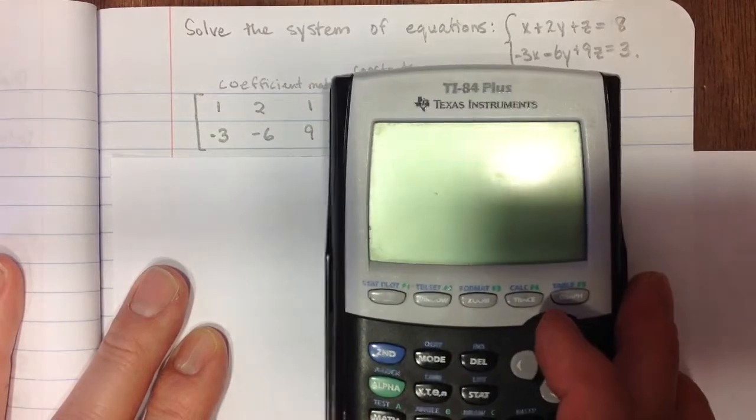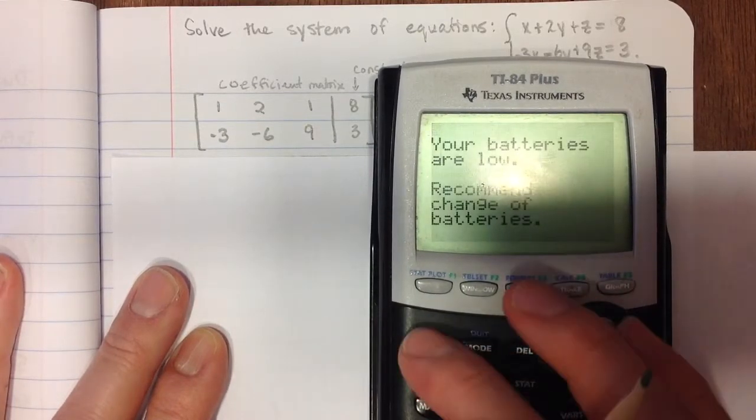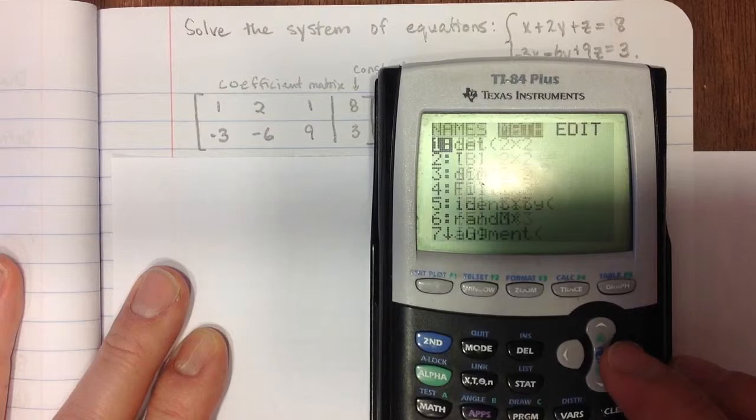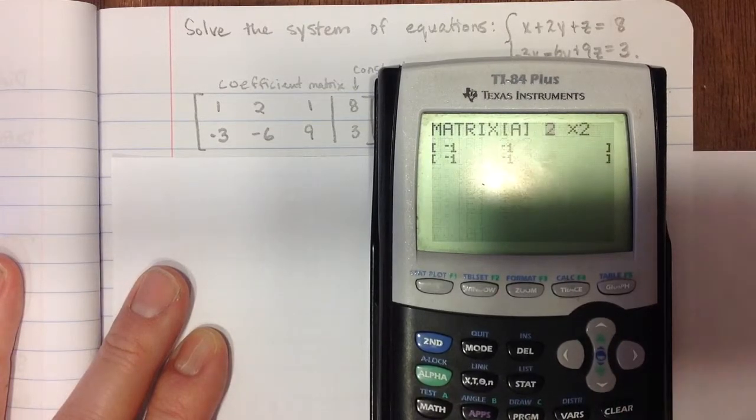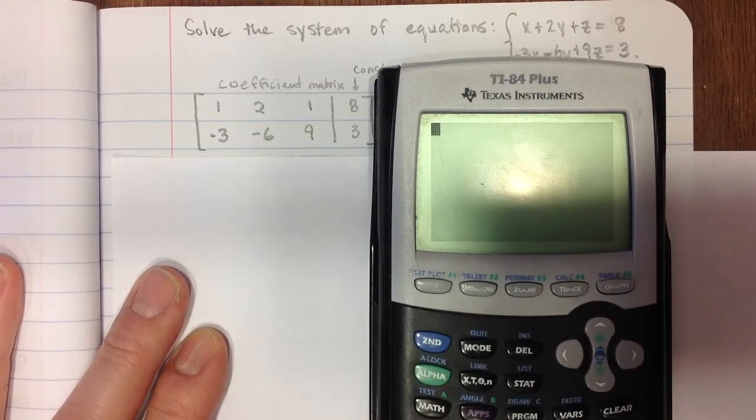So here's my calculator. I'm going to enter this in. I go to Matrix, I arrow over to Edit, and I know that this is going to be a 2x4 with the augmentation that I was telling you about. I type in 1, 2, 1, 8 going across. My second row would be minus 3, minus 6, 9, 3 going across. I'm going to quit out of there.